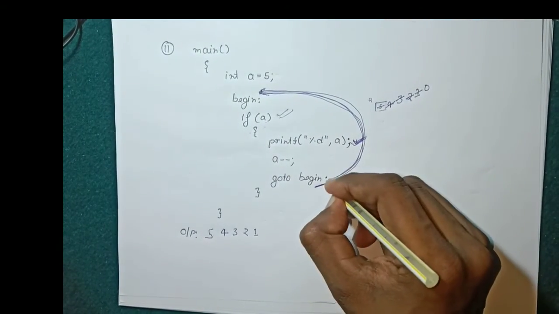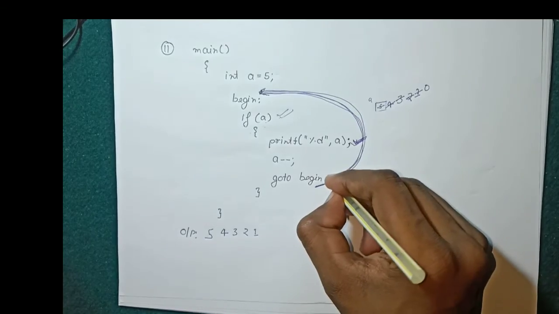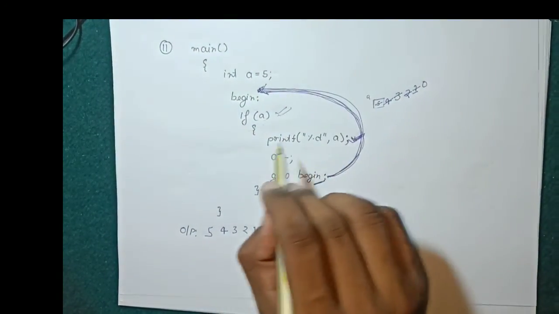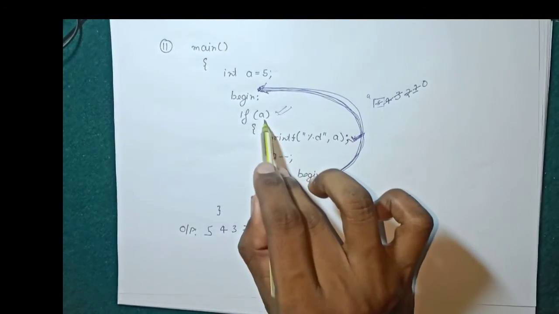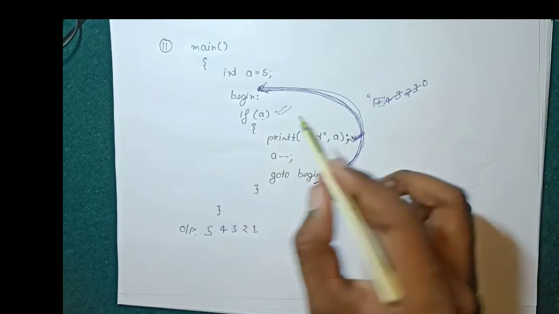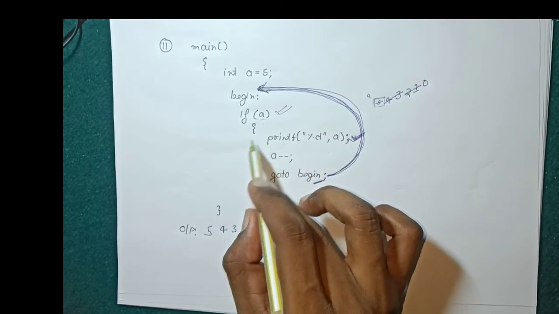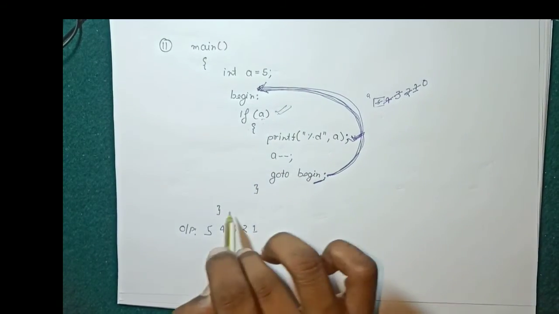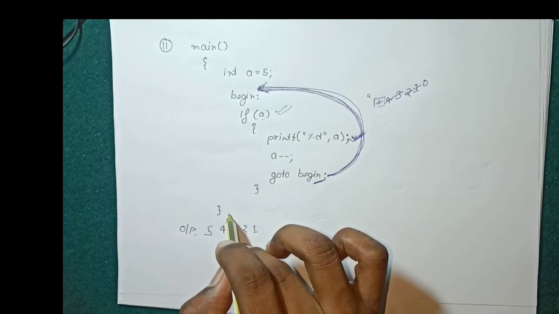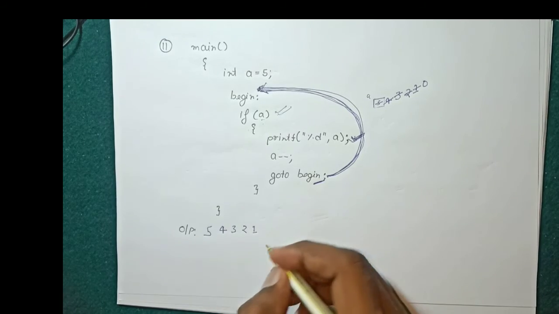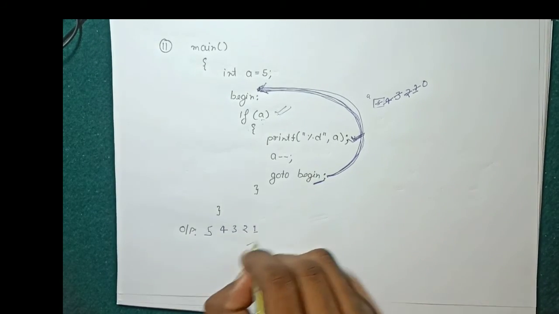Now again the goto statement gets executed and the control reaches the begin label. But what happens now: the value of a is 0, so the if condition is 0, which means false. So the printf statement is not executed and the control comes out after the if statement, and the end of the program is reached, which means that the output of this question is this.